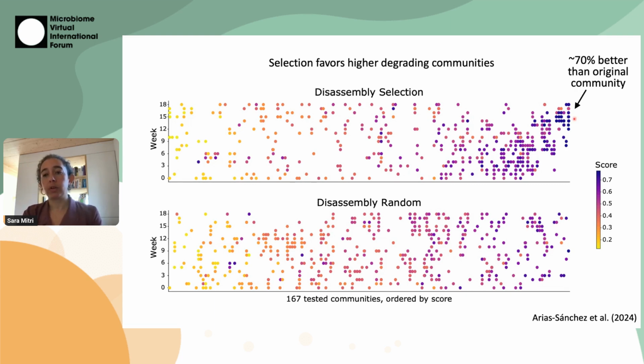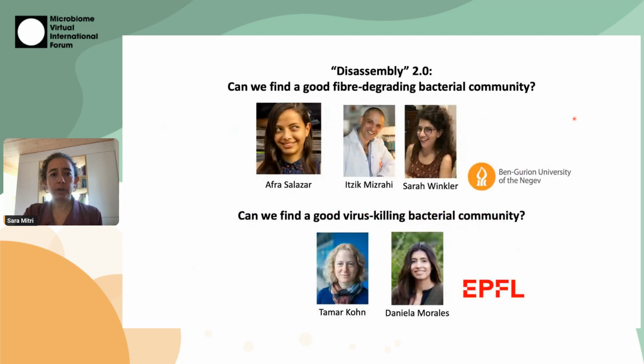So at the moment, what we're doing is revising this method and also trying to make it a bit less cumbersome, with having to isolate all the species every single time. And we're currently testing this disassembly 2.0 on 2 different systems in collaboration with Itzik Mizrahi's lab, and Sarah Winkler is doing the experiments. And Afra from my lab is doing the theory. Here, the system is to maximize fiber degradation from a cow microbiome. And here the idea is to use a microbiome to kill viruses in lake water. And both of these things are things we can optimize with our algorithm.